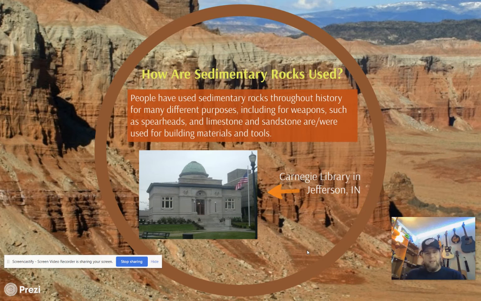So it may sound weird, but these are rocks that can be easily shaped. So you can almost shape these into balls and use them as projectiles for catapults and whatnot. And then spearheads. Limestone and sandstone are huge for being used for building materials.